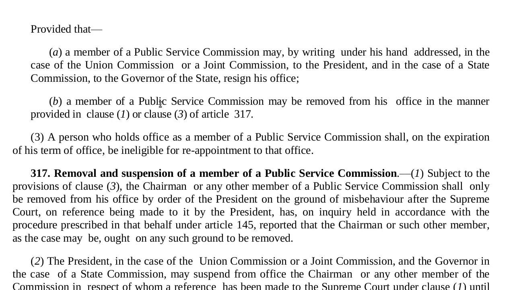B. A member of a public service commission may be removed from his office in the manner provided in clause 1 or clause 3 of Article 317. 3. A person who holds office as a member of a public service commission shall, on the expiration of his term of office, be ineligible for appointment to that office.